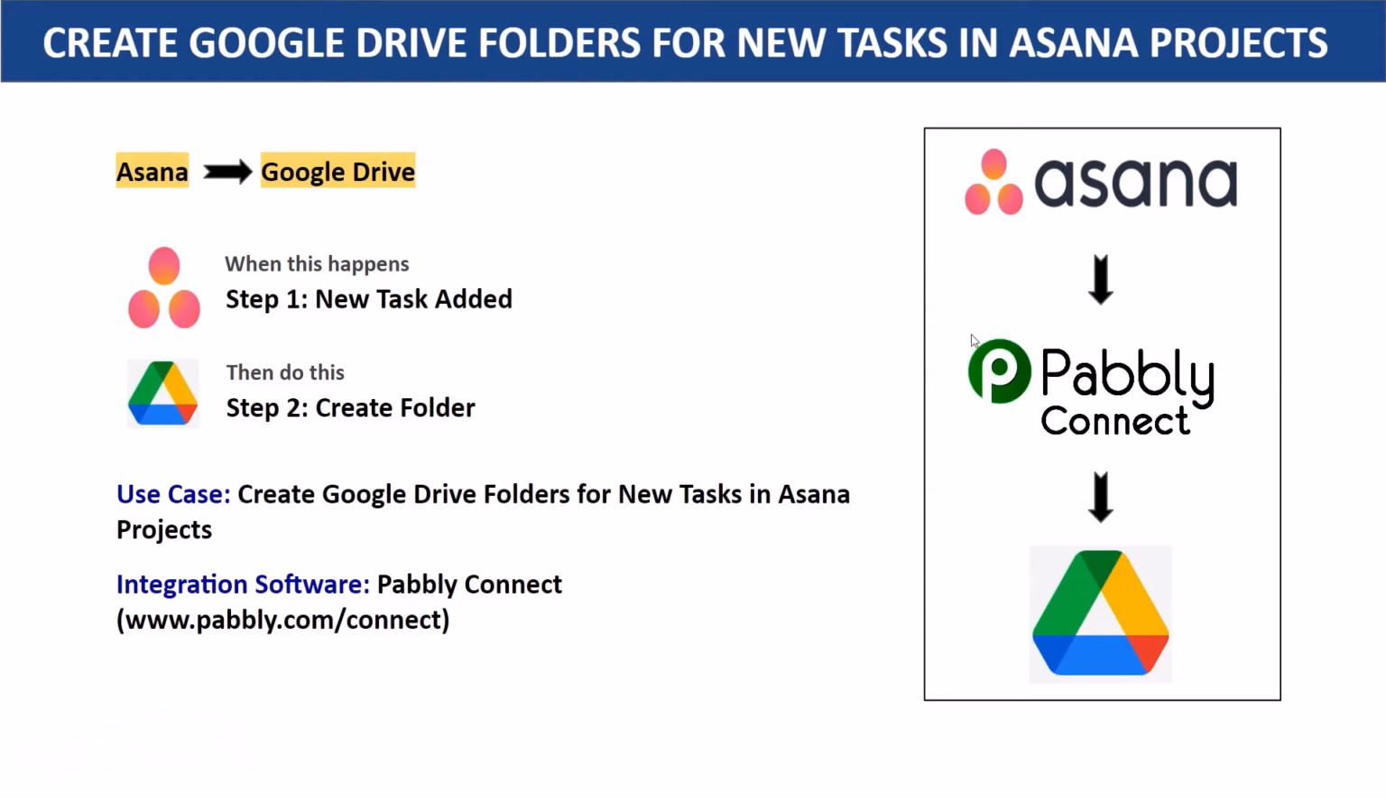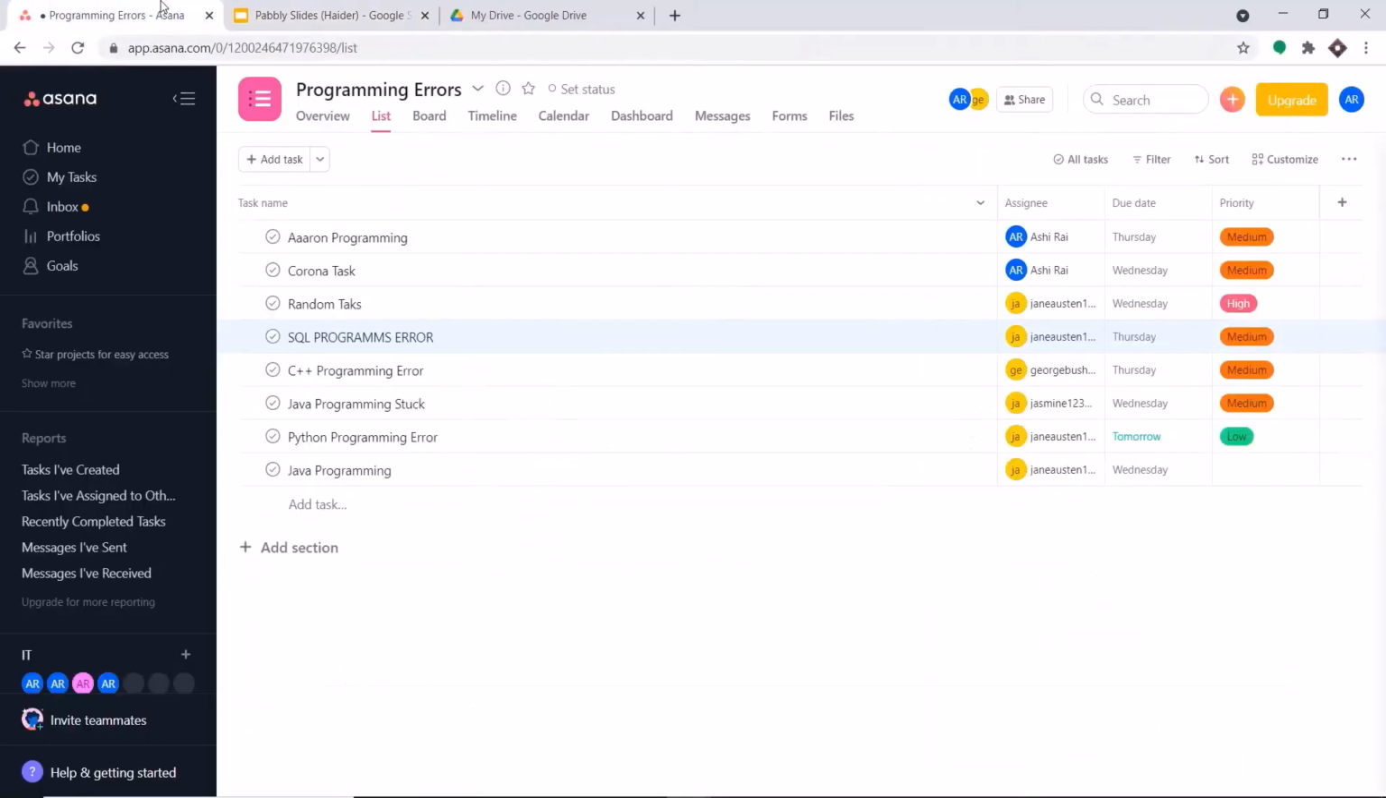So in this video, we will be using Pabbly Connect to integrate Asana and Google Drive. The best part of using Pabbly Connect is there is no need for coding skills or programming knowledge. It can be done easily. Let me show you on my screen. Let me remove this and straight away take you to Asana. This is my dashboard and this is the project called programming errors. The idea is that we are going to create a new task in this particular project.